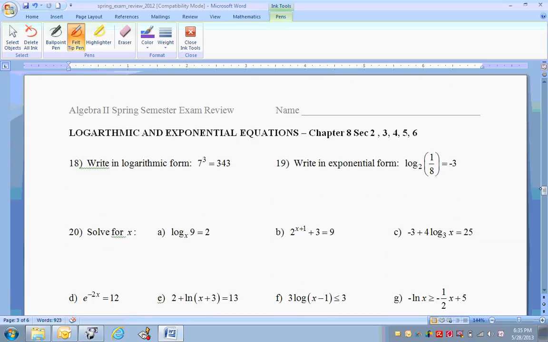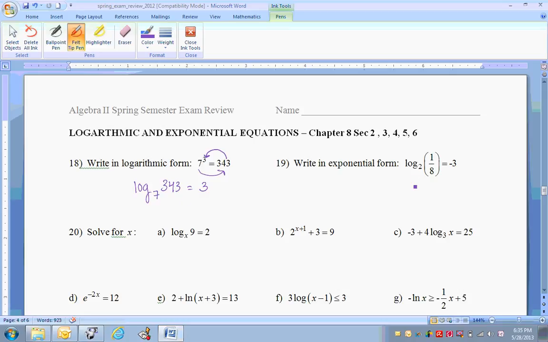Okay, for number 18, they're asking us to write in logarithmic form this exponential equation. Well, that's when we're going to implement the log rule. You always start with your base, and our base here is 7. Pick up the other side, and then go back to the exponent. So it's log base 7 of 343 equals 3.